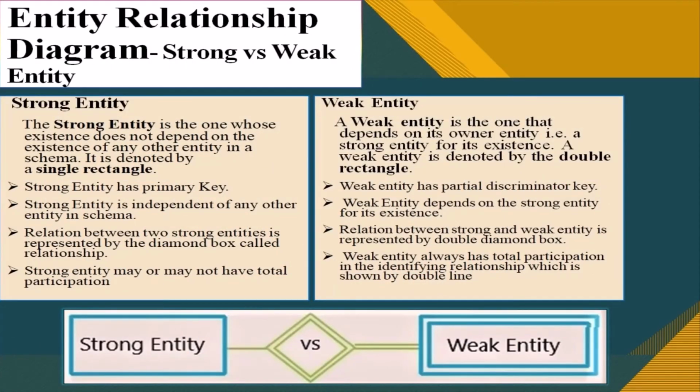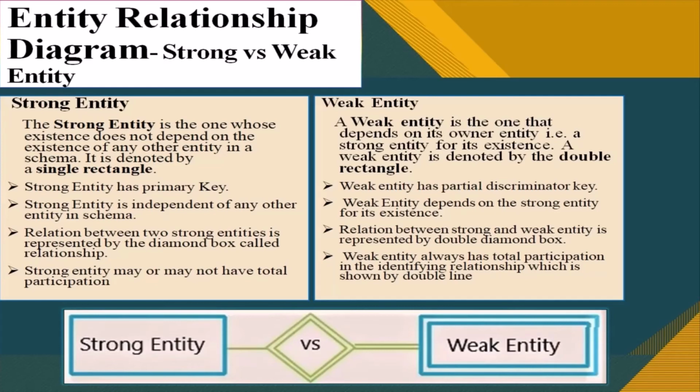Next we will discuss strong entity and weak entity. The strong entity is the one whose existence does not depend on the existence of any other entity in the schema. It is denoted by a single rectangle. A weak entity is the one that depends on the owner entity, that is, a strong entity, for its existence. A weak entity is denoted by a double rectangle. And a strong entity has a primary key, whereas a weak entity has a partial discriminator key.